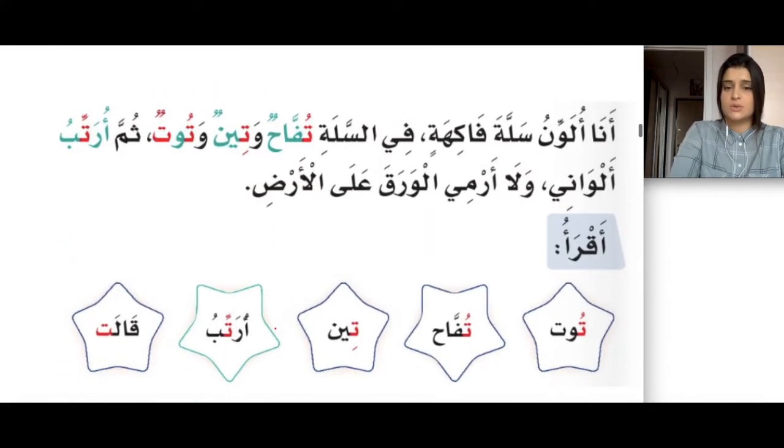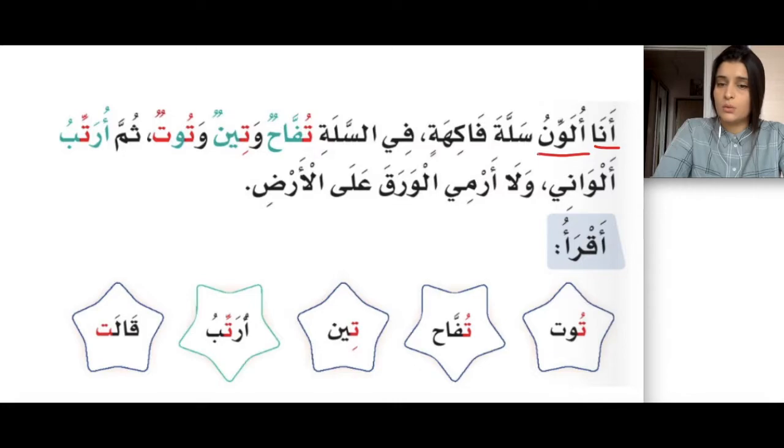And now we're going to read this text together. Let's start. Ana means I. Ana. Uloowin, it means I color. Uloowin, as you can see, above letter Alif we have Dhamma. If we have above Alif Dhamma, we will pronounce it like oo, not like a.